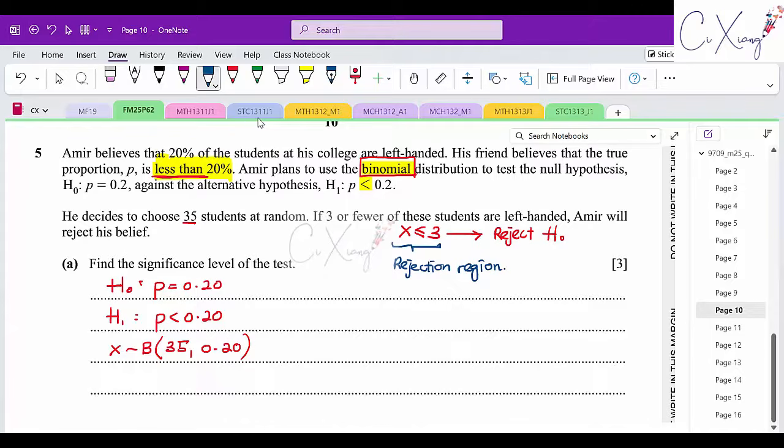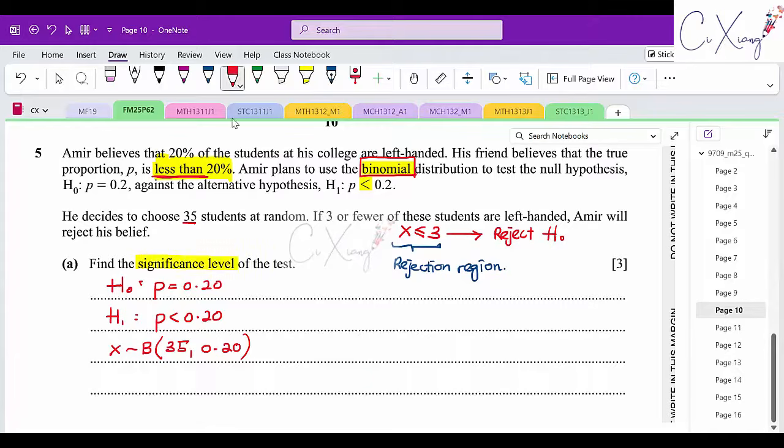Alright, so the purpose of having this sentence, basically they are telling us the rejection region for this test. So we already know that if x is smaller than or equal to 3, then we reject the null hypothesis, which is Mills' belief. So x ≤ 3 will be the rejection region. Then let us have a look at what they want us to find. They want us to find the significance level of the test.